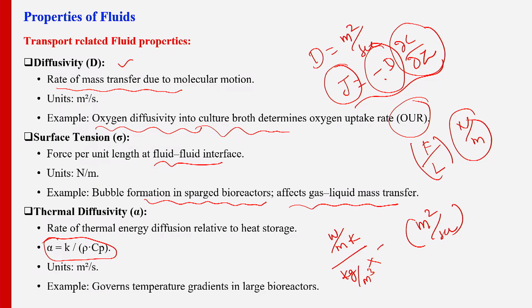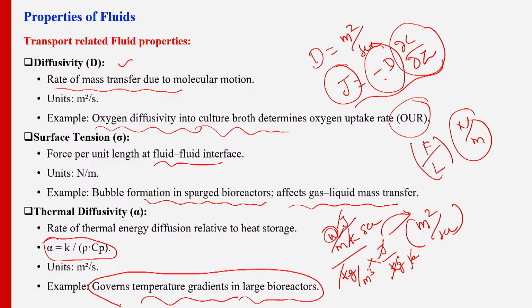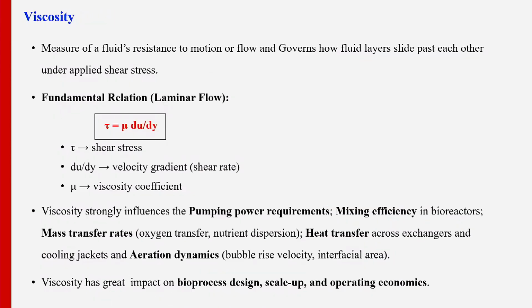Then Cp is the specific heat, joule per kg Kelvin. Watts you can write as joule per second also, that is not an issue. We can replace that one and cancel: kg cancels, Kelvin cancels, and only meter cube over meter gives meter square, so finally we get meter square per second. Thermal diffusivity we will use for the temperature gradient in large bioreactors, whenever a big bioreactor is used. I hope you understood the basics here.